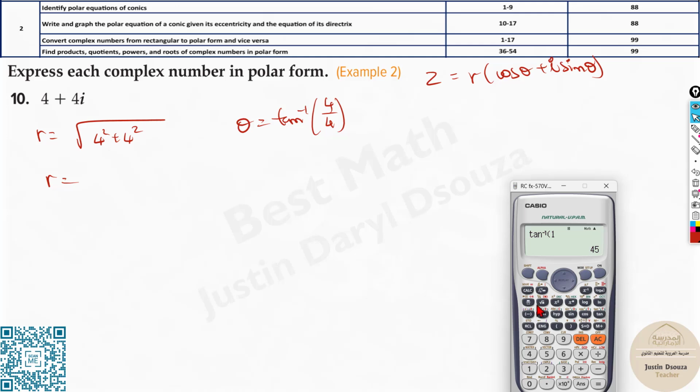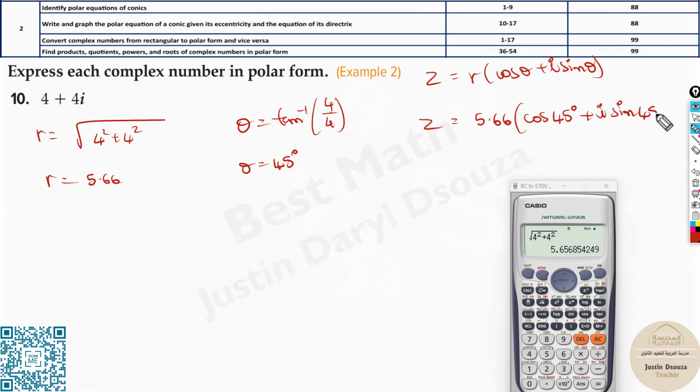And what about this one over here? It is 4 squared plus 4 squared. The answer is 5.66. So r is 5.66 and theta is 45 degrees. Now just substitute it over here: z equals 5.66 cosine 45 degrees plus i sine 45 degrees.